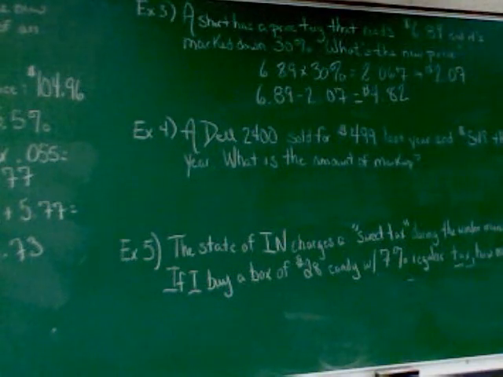The next problem is the only problem today that we'll do that's not going to use that setup. Example 4 is going to go back to using the old over 100 equals new over x formula that we did yesterday, and it's not going to do it any differently than we did yesterday. It just happens to be in a different section. A Dell 2400 sold for $499 last year and $549 this year. What is the amount of markup?